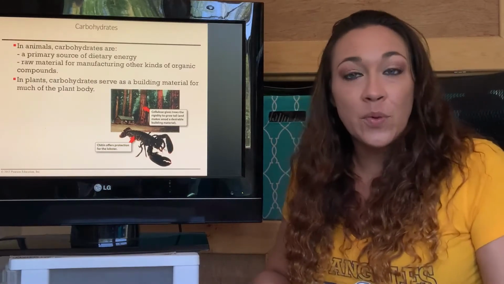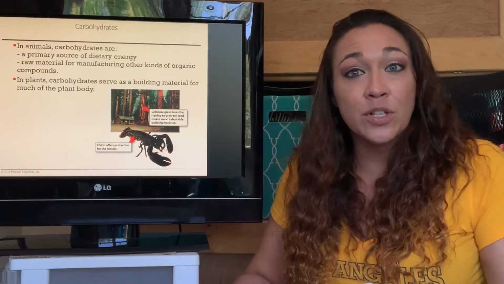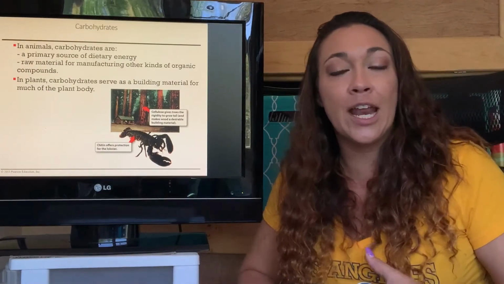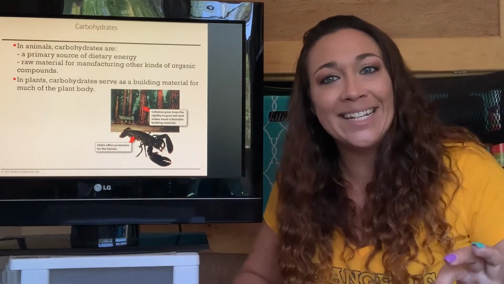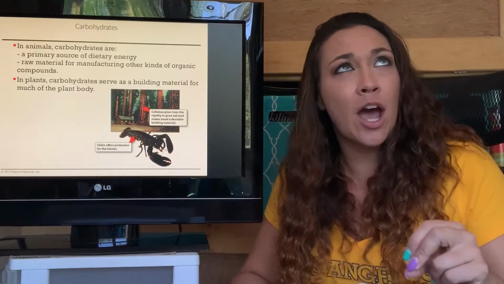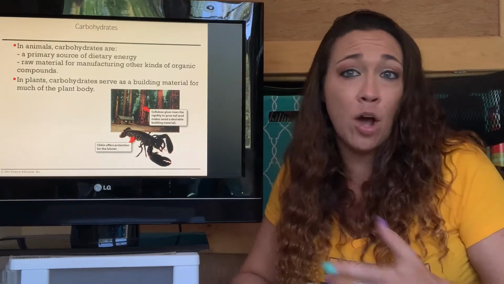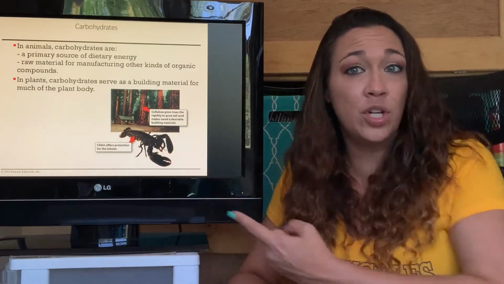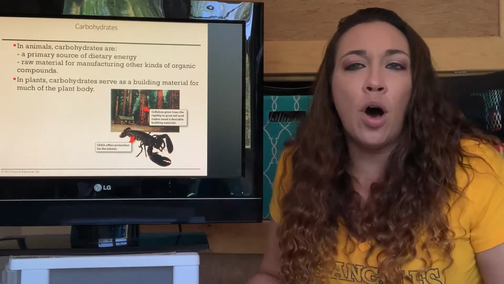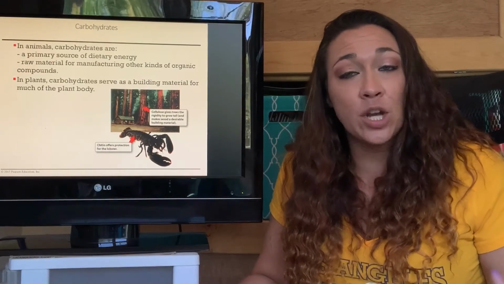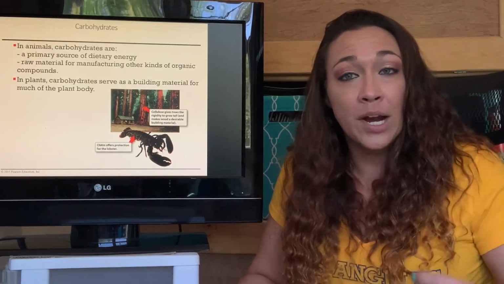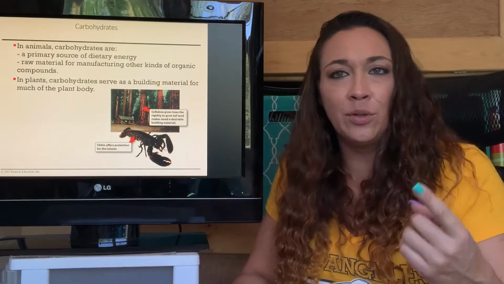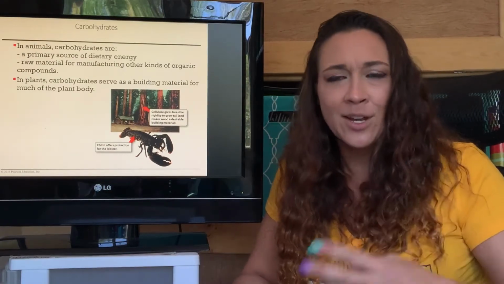Now, in animals, we also use carbohydrates for things like structure. This is a little lobster right here, and he's covered in an exoskeleton made out of what's called chitin. Now, chitin, C-H-I-T-I-N, is actually a complex carbohydrate. So really, that shell is just made out of a bunch of sugars stuck together. So all of these sugars, these complex carbohydrates, can also be used for structure, right? Structure and support. So short-term energy, absolutely. Structure and support, yes, right?